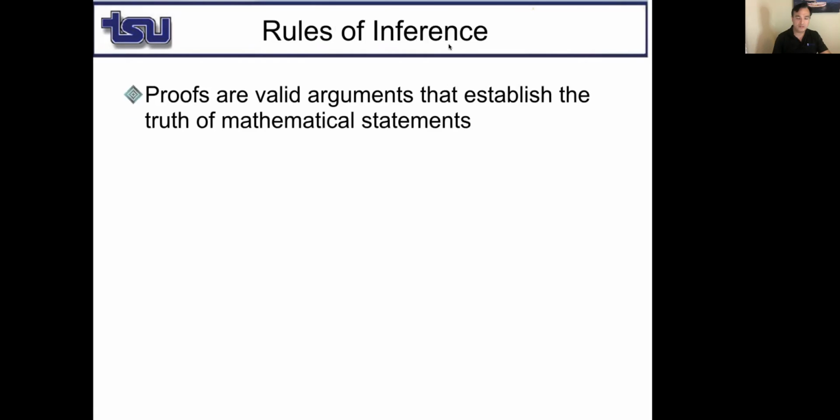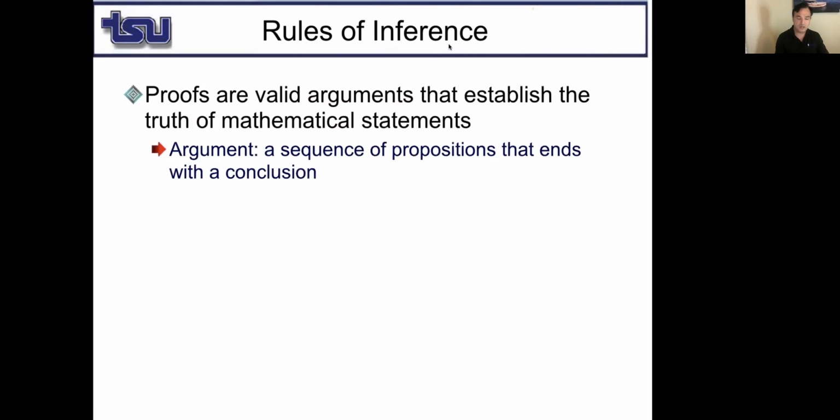So what is the focus? Our goal is to prove mathematical statements. What's a proof? Basically, proofs are valid arguments that establish the truth of a mathematical statement. So what's an argument? That's what we need to discuss. An argument is a sequence of propositions that ends with a conclusion.